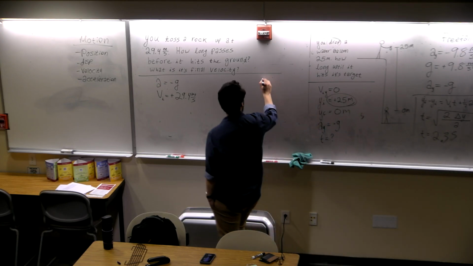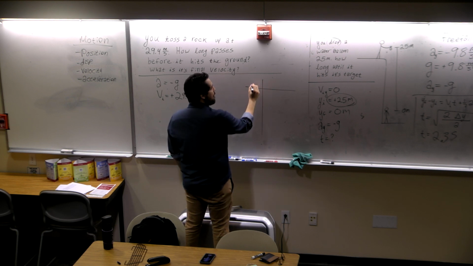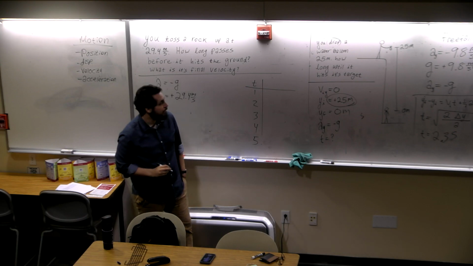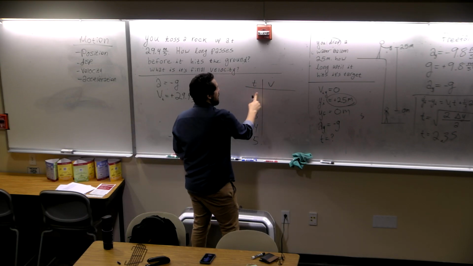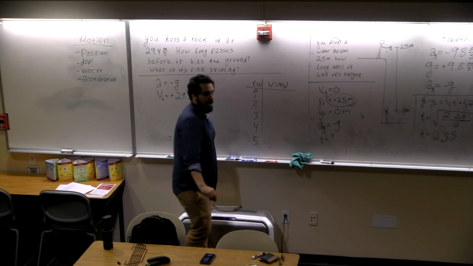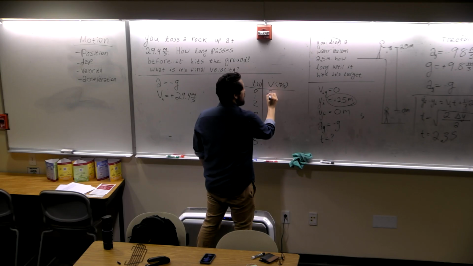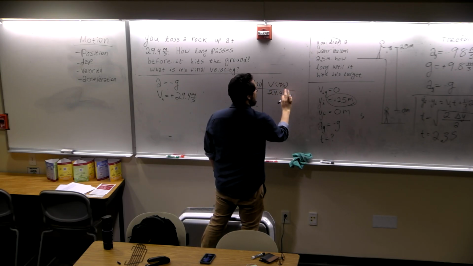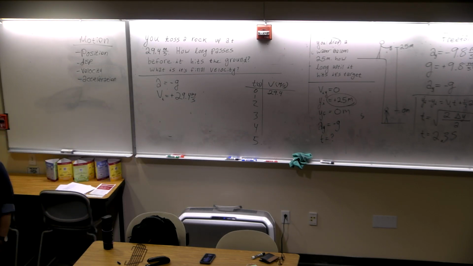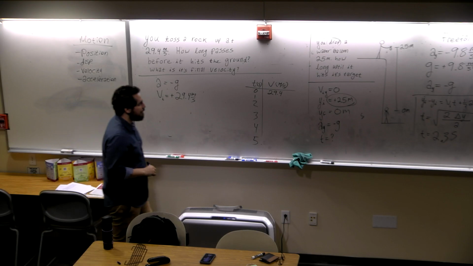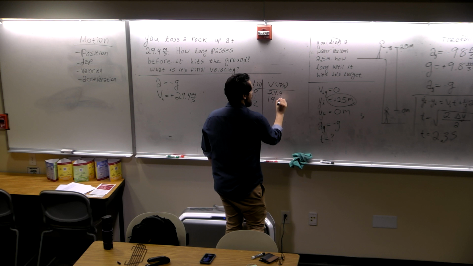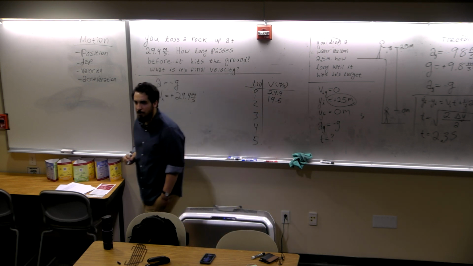If we track this rock, we have time 0, 1, 2, 3, 4, we'll say 5 seconds, and we'll track the velocity in meters per second. At 0, it's going to be 29.4 meters per second. At 1 second, we subtract 9.8. So it's 29.4 minus 9.8, 19.6 meters per second. Does that sound right?